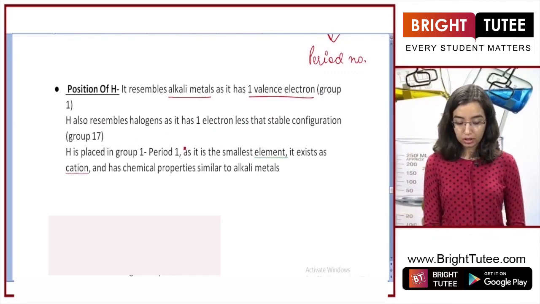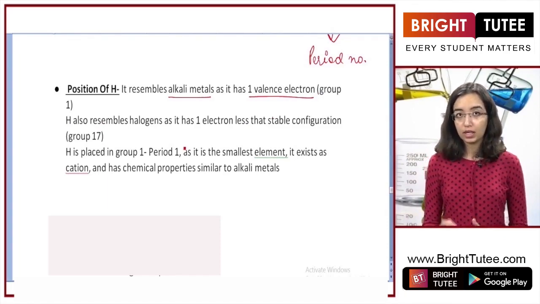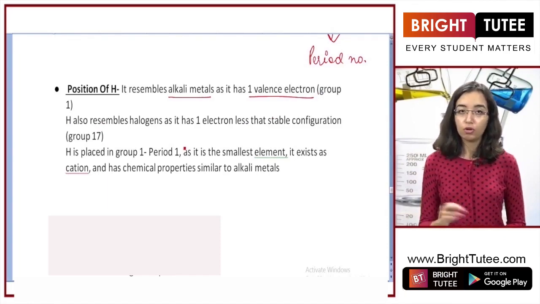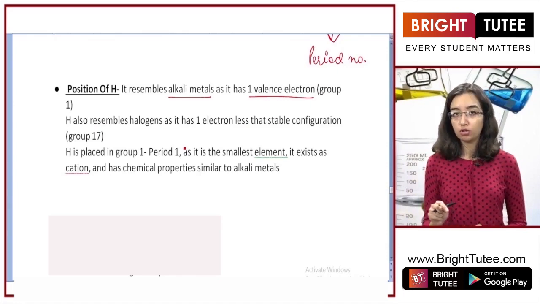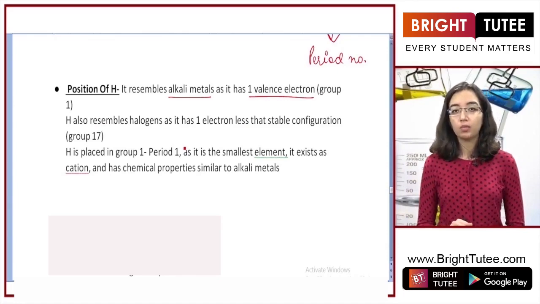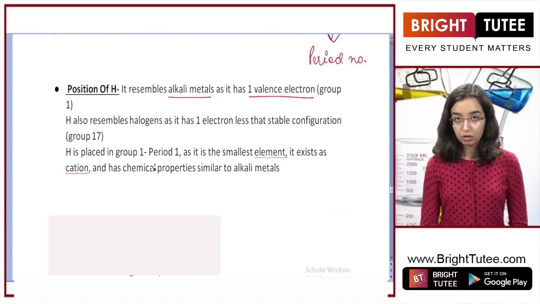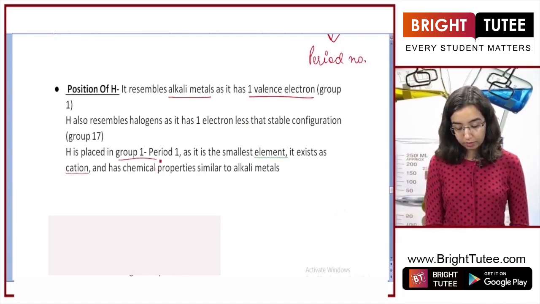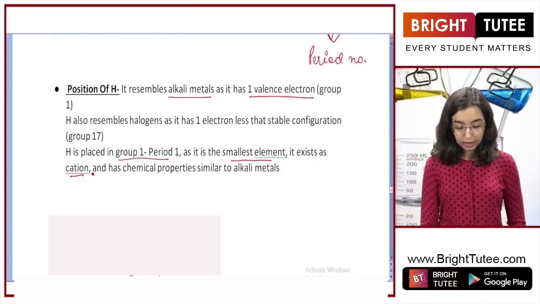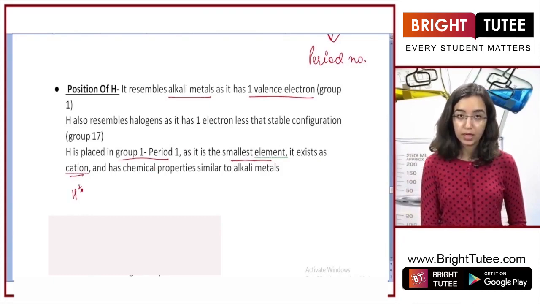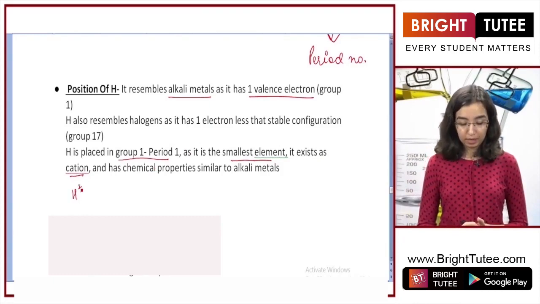So it needs 2 electrons, and if it takes one more, then it will get a stable configuration, which is also true for halogens because they have 7 electrons in the outermost shell and they need one more to get a stable octet. But hydrogen, after a lot of review, was placed in group 1, period 1. It was done so because it was the smallest element and it exists more as a cation. So more frequently, it exists in the form of H+, which is similar to that of alkali metals.